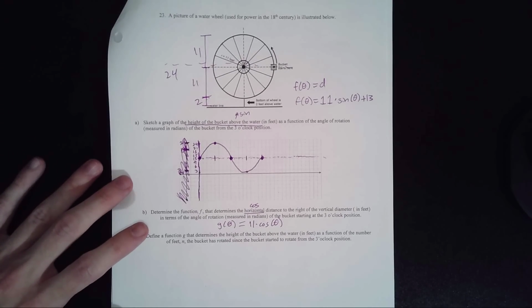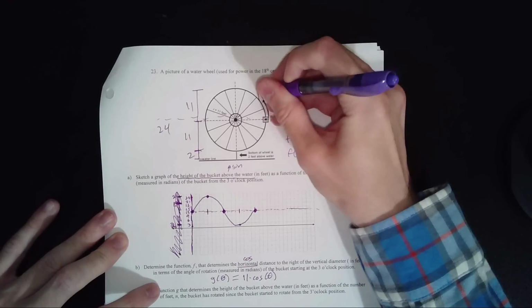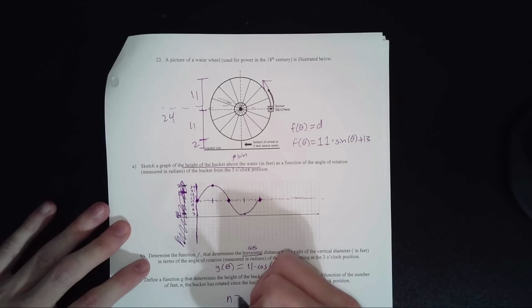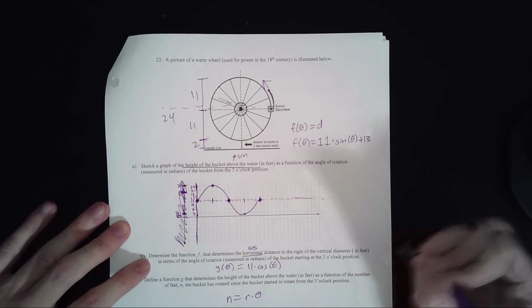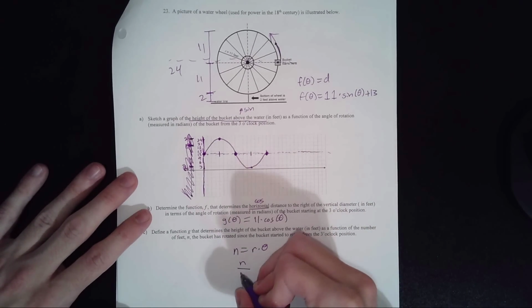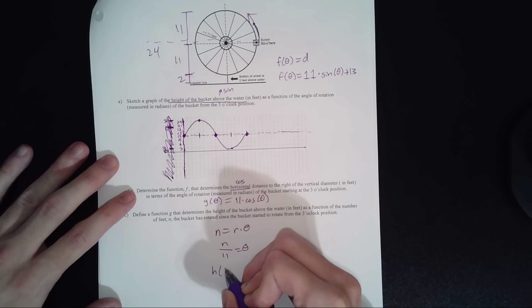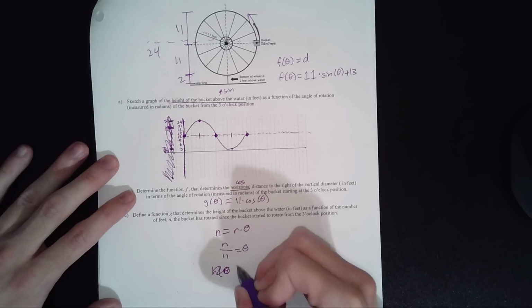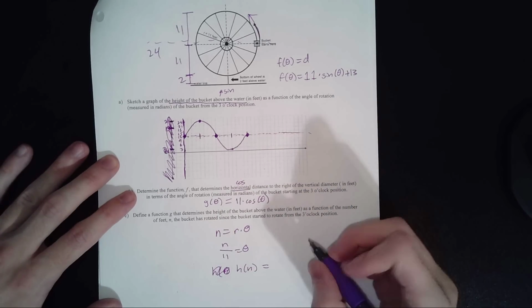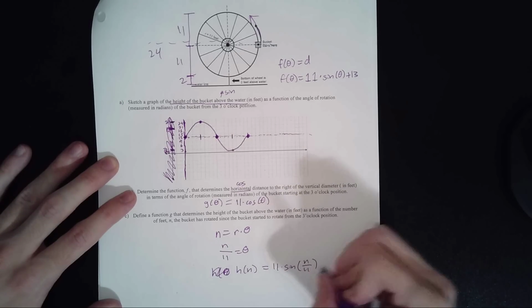Finally, define a function g that determines the height of the bucket as a function of the number of feet the bucket is rotated. So now we're talking about the arc length. Remember that the arc length here is always equal to the radius multiplied by the theta value. So theta in this problem is going to be n divided by the radius. The radius in this problem is 11. So it's actually the same thing as this function up here, except our theta is n over 11. g of n is going to be equal to 11 times the sine of n divided by 11, plus 13.